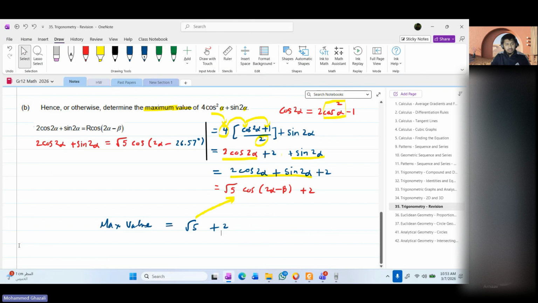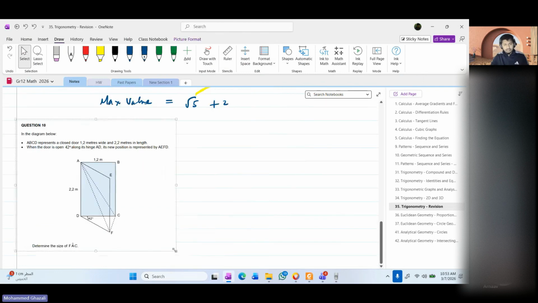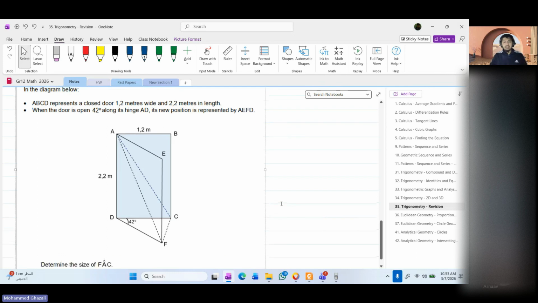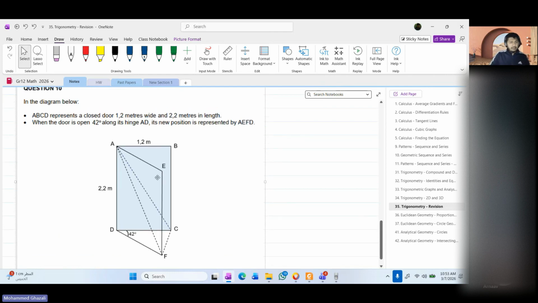Question 10 on 3D. Right, so I hope you guys understood all this, right? Very nice question. Now, remember, this 3D problem, you need to look at it practically. So it's basically a book, right? Or you can think of something else. Let's see, ABCD represent a closed door. So it's basically a door.